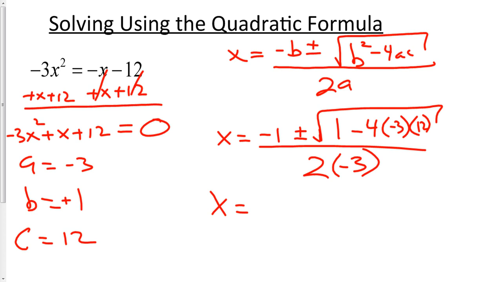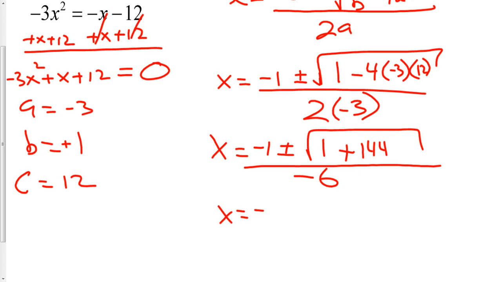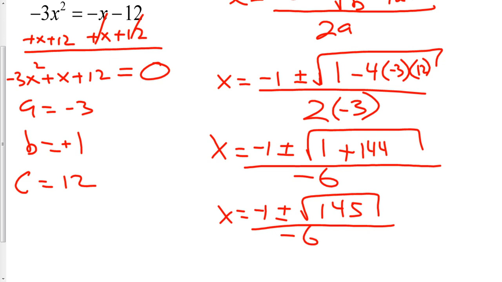And so I get x is equal to the opposite of b plus or minus, well, I get a couple of things. I have 1 minus, well, this minus times the other minus gives me a positive 1 plus 12, because 4 times 3 is 12, and that 12 times 12 is 144, all divided by minus 6. And so I get x is equal to minus 1 plus or minus the square root of 145 divided by minus 6.